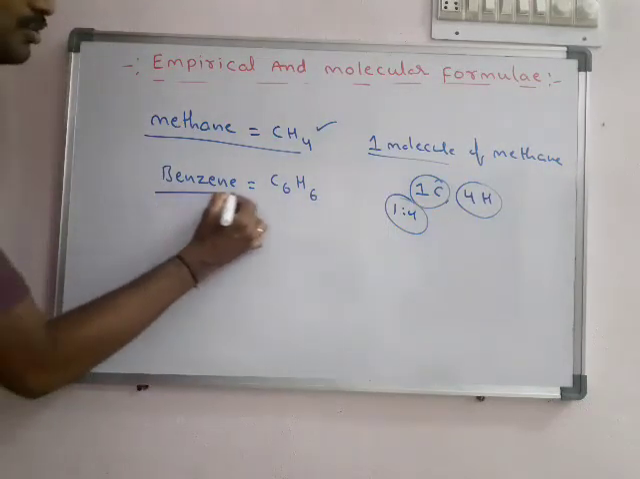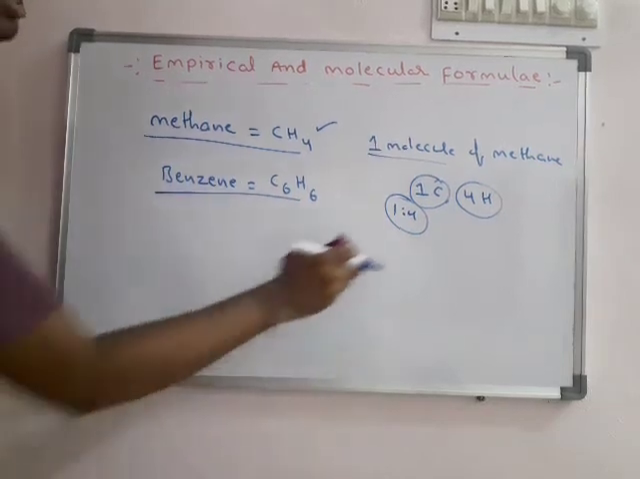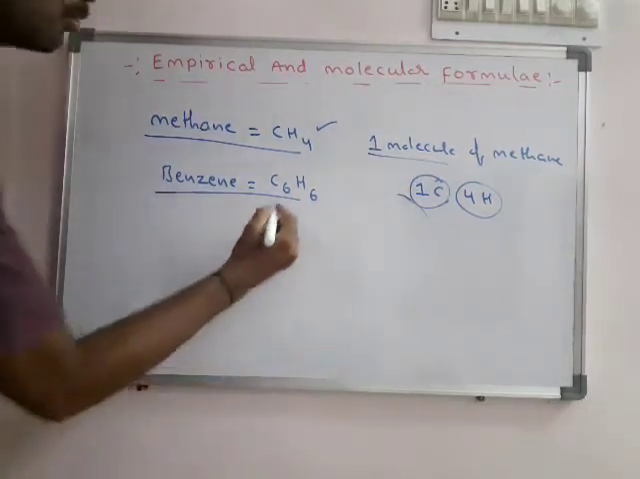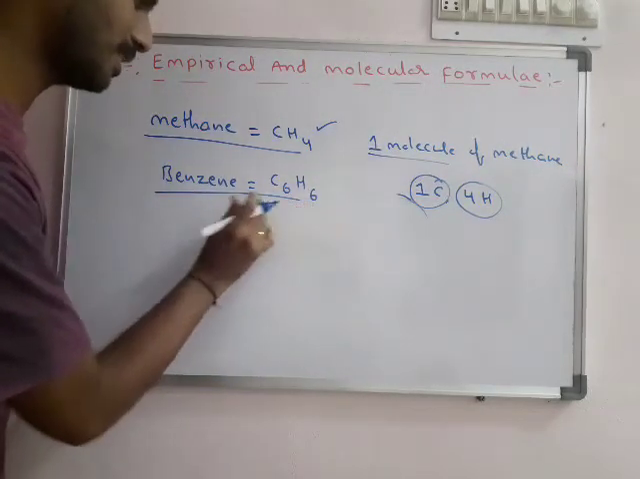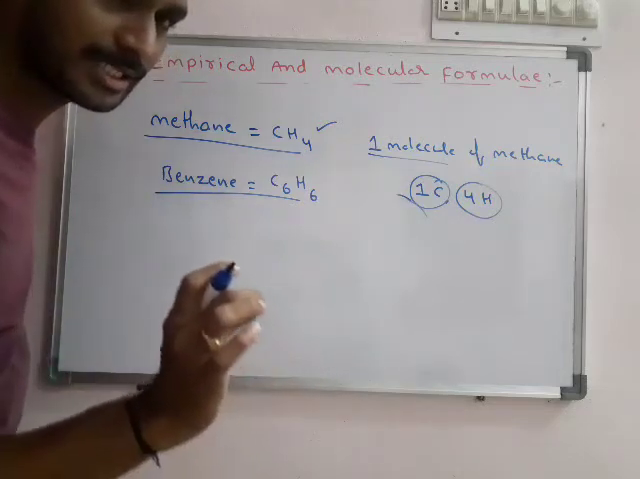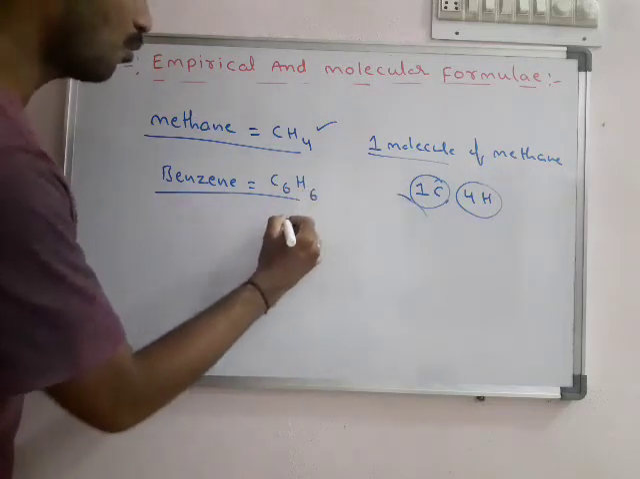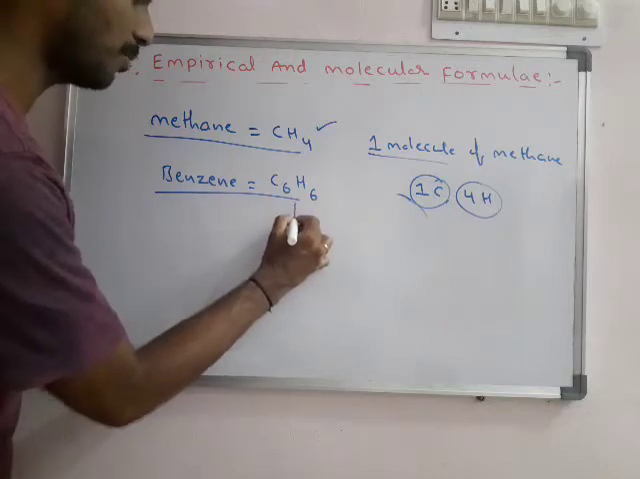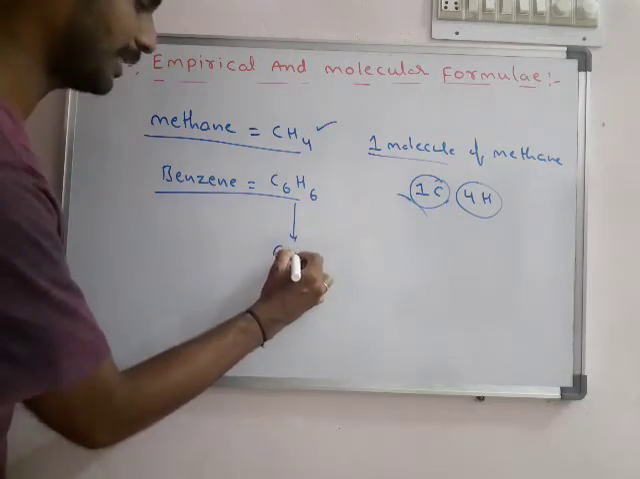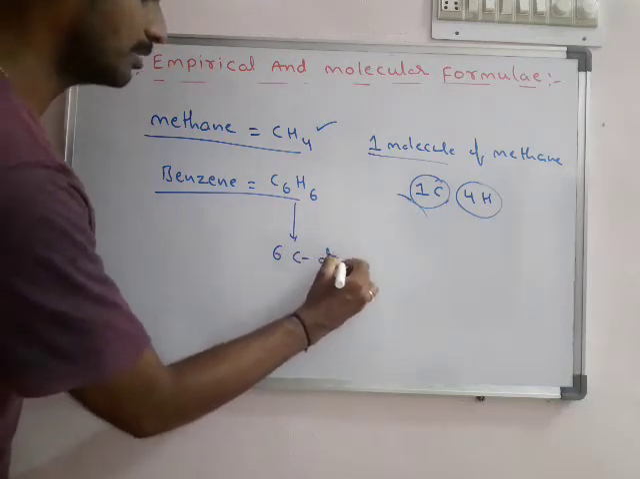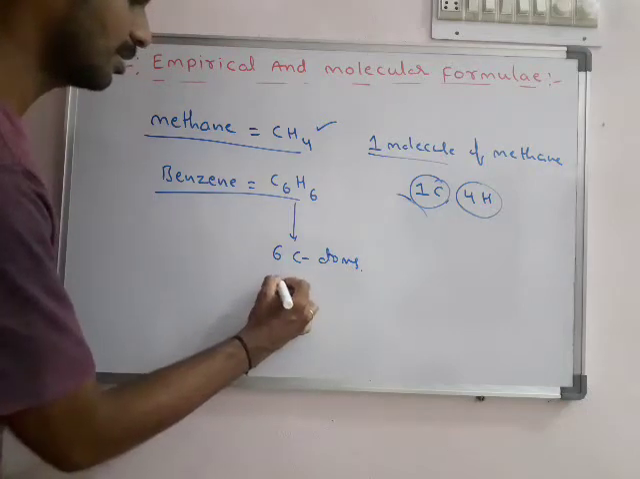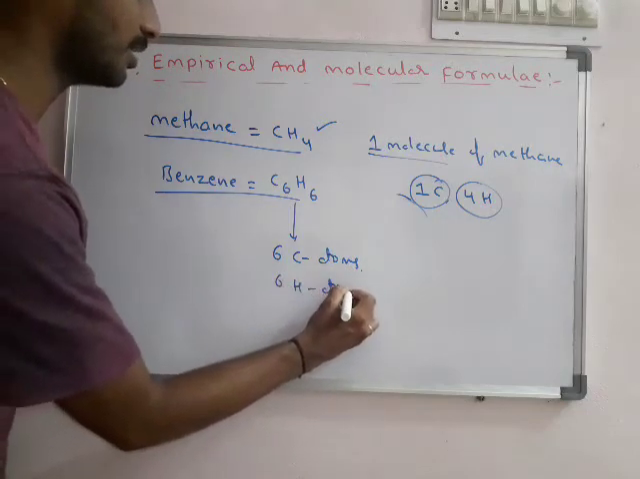Next, what about benzene? Benzene molecular formula is C6H6. Its meaning is one molecule of benzene, if we take one molecule of benzene, it contains 6 carbon atoms and 6 hydrogen atoms.